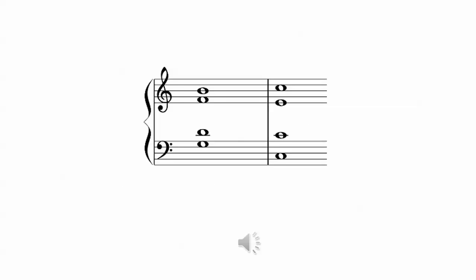Now here's a quick visual. We see the leading tone resolving upwards, while scale degree 5 descends to 1 in the bass. So we can see here, that's our 5, 7 to 1. Let's listen to how that sounds.